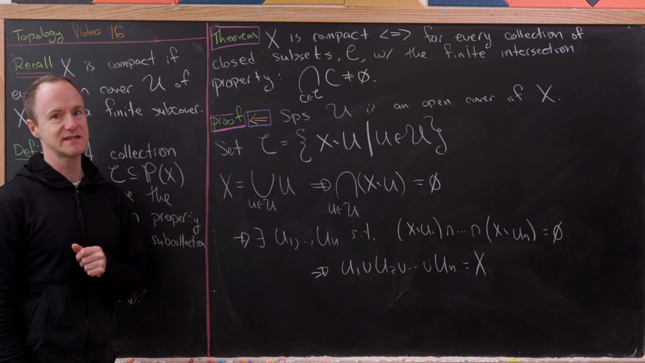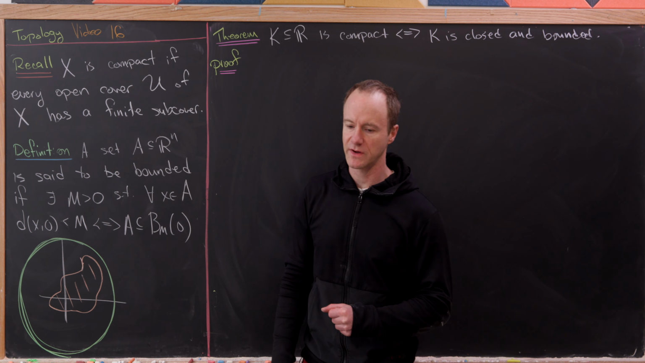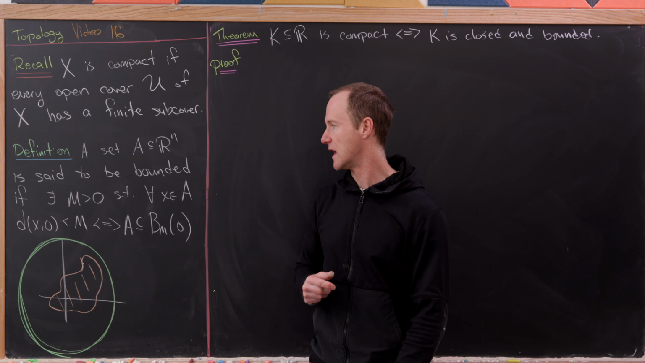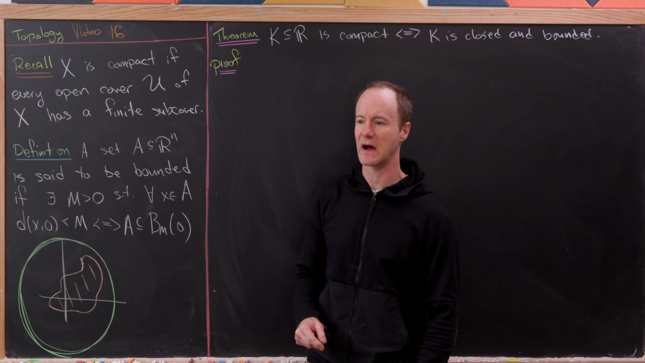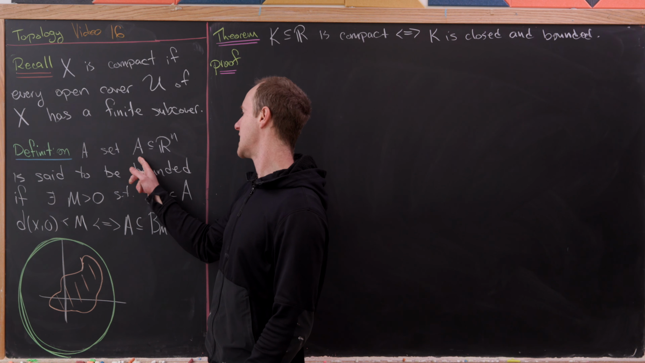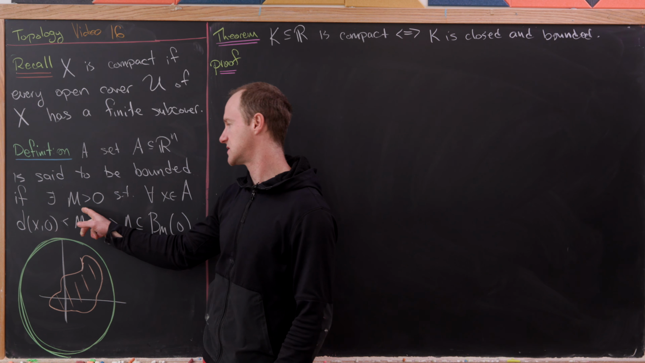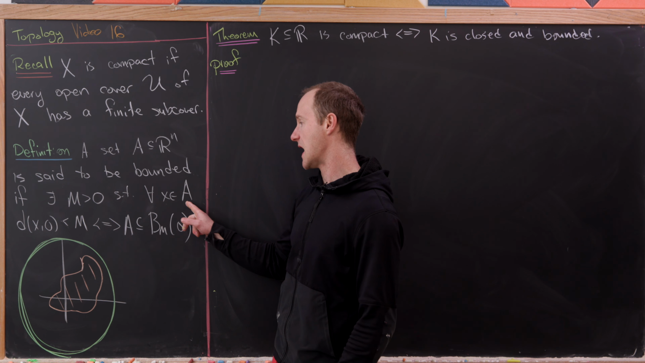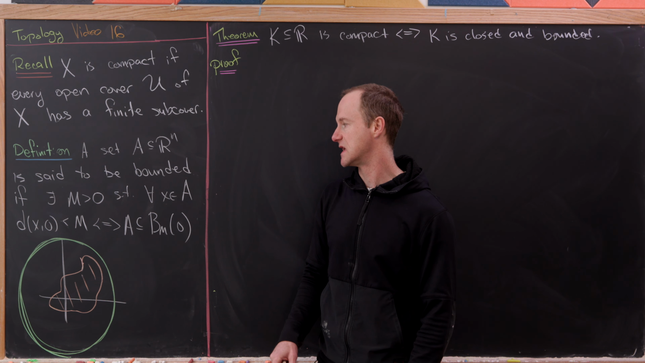Okay, so now that we've looked at this theorem, we want to look at compact subsets of the real line. In order to look at compact subspaces of the real line, we need the notion of a bounded set in Rn. And I think you could probably write down the notion of a bounded set in any metric space, but we're just going to focus on Rn. So a set A, which is a subset of Rn, is said to be bounded if there exists some real number m, which is bigger than 0, so that for all x in A, the distance between x and the origin is less than m.